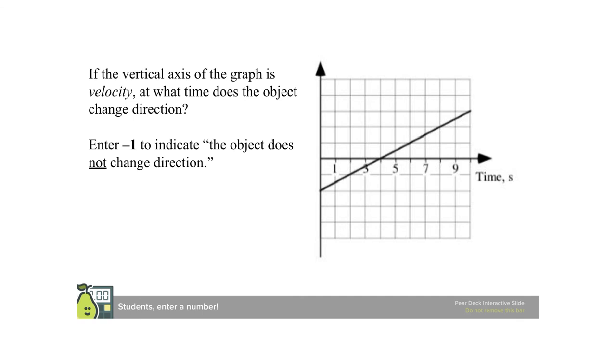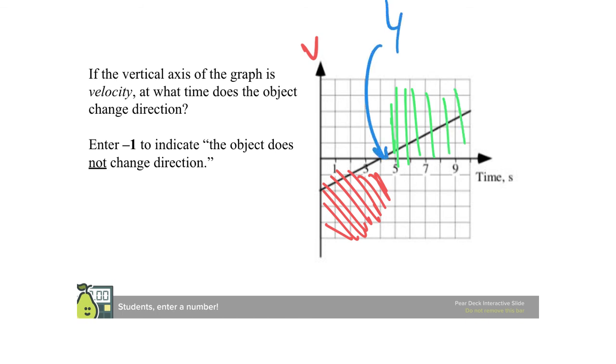If the vertical axis is velocity, at what time does the object change direction? So now we're saying this is v. Well, an object can change direction when it goes from either moving positive to moving negative, or from moving negative to moving positive. But that has to be a change in velocity, and on this graph we can read the velocity. So for times less than 4 seconds, the velocity is negative. And for times more than 4 seconds, the velocity is positive. So the switch has to occur at 4 seconds.